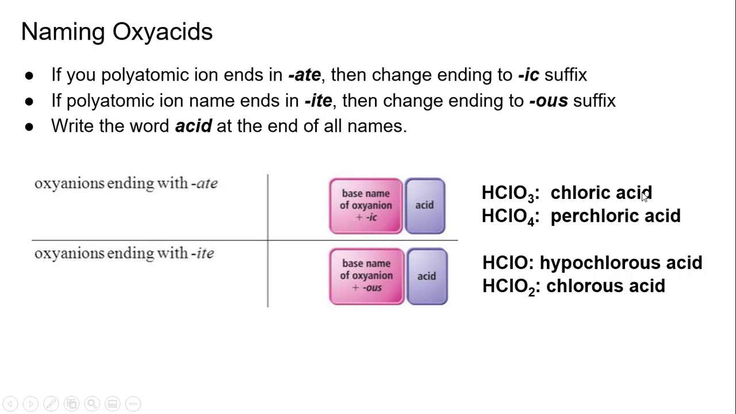So we have now chloric acid instead of chlorate, and we have perchloric acid for the one that has 4 oxygens. Excuse me. Oxyanions ending with ite, we would now change this to ous. So the least amount of oxygens is hypochlorous acid, and the second, the one right below it in this case, which has 2 oxygens, is chlorous acid.